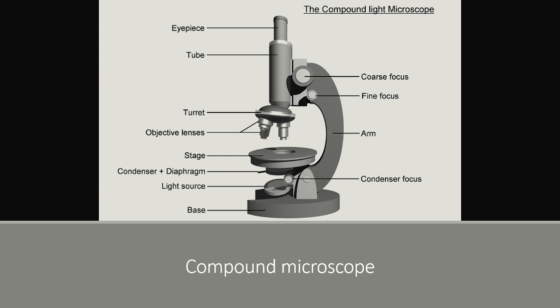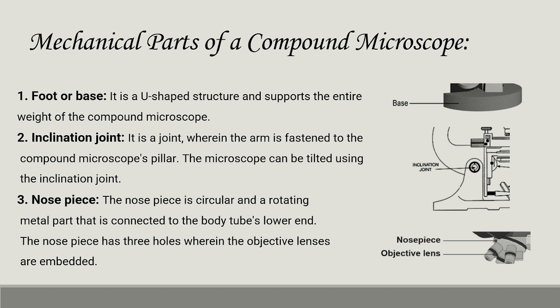It contains an eyepiece, body tube, coarse focus, that is coarse adjustment, fine adjustment, arm, turret, and below that eyepiece, objective lenses, stage where we put the slides, condenser plus diaphragm to adjust the light source, condenser focus, and base to stabilize the microscope. So this is the basic compound microscope. Next we will see which are the mechanical parts of a compound microscope.